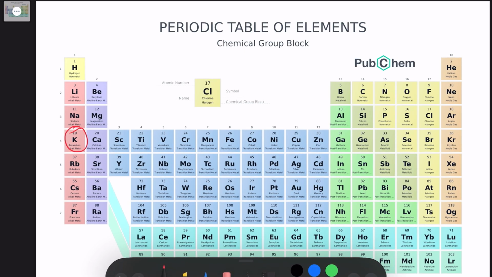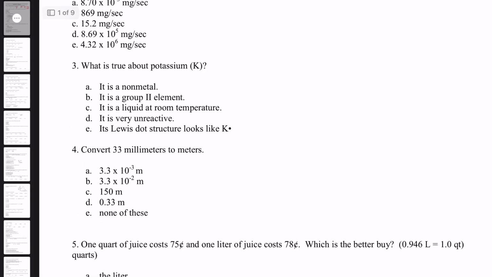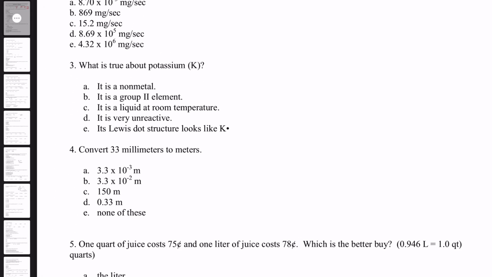Now potassium is in group 1 because of right here. It's a metal, and for future reference, it's highly reactive with water, and it has 1 valence electron in its outer shell. So let's go back to our practice test and go back to that question. What is true of potassium?